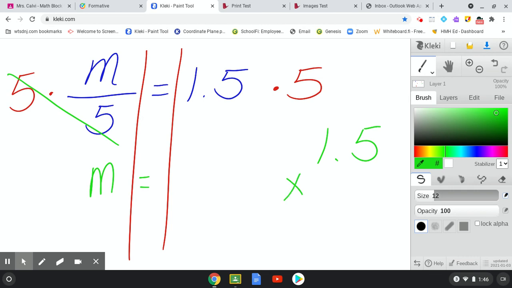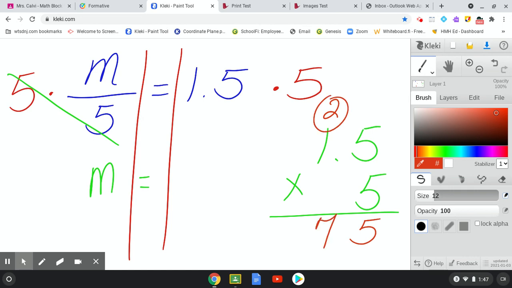Now remember, when we multiply decimals, we do not line a decimal up. I shift everything to the right. 5 times 5 is 25. 5 times 1 is 5, plus 2 is 7. I have to count scoops. I only have one decimal, and it only takes me one scoop to get there. So 1 scoop in my final answer. So m is equal to 7.5.